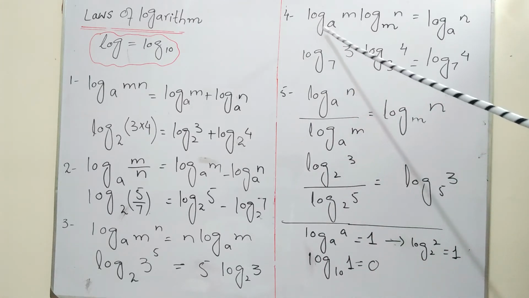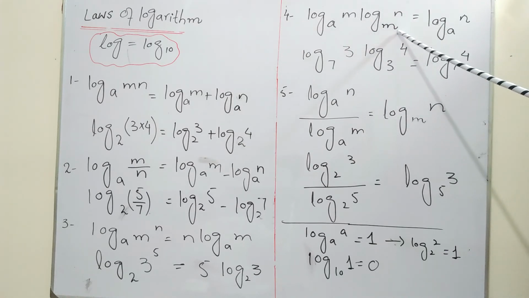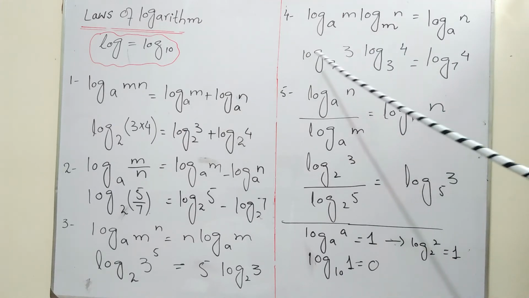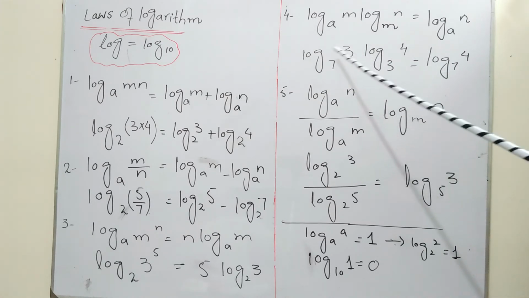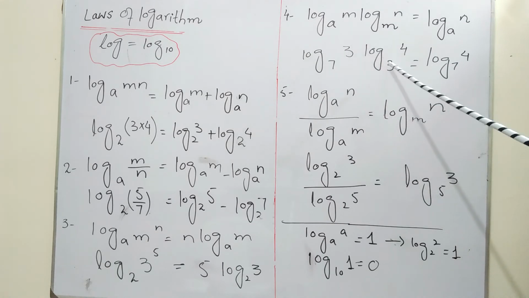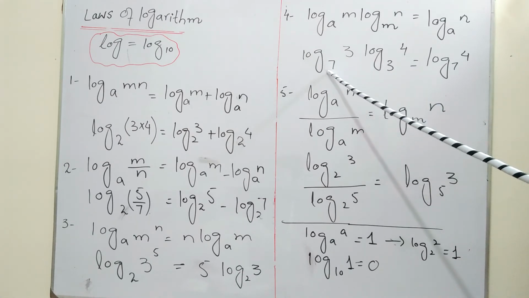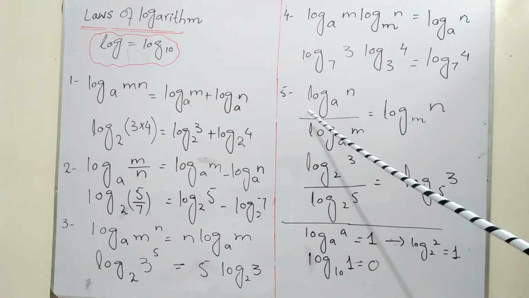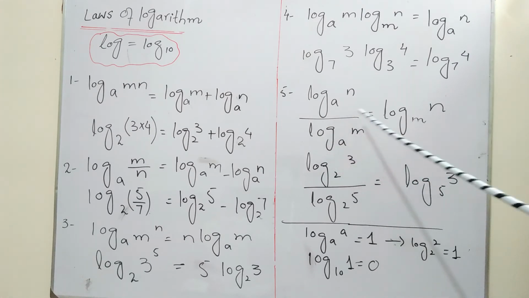Fourth one is log of m with base a into log of n with base m is equal to log of n with base a. This common portion m, log m, is cancelled out. For example, if we write log of 3 with base 7 into log of 4 with base 3, this common portion 3 is cancelled out, and we are left with log of 4 with base 7.